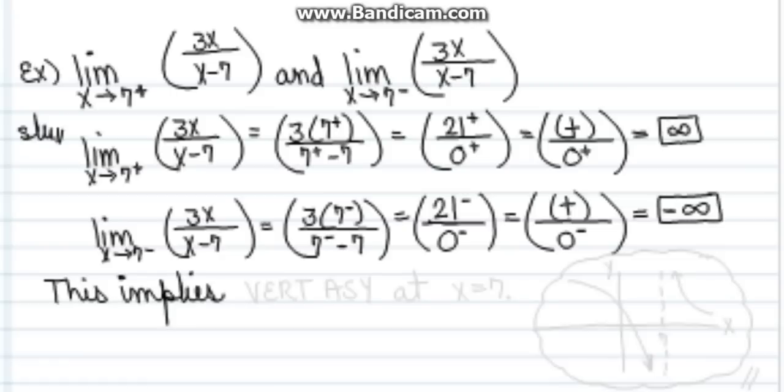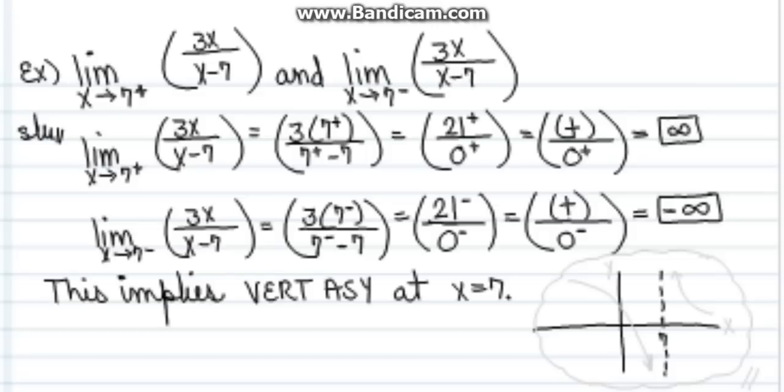This implies that there's a vertical asymptote at x equals 7, and we could even do a sketch of what this thing basically looks like. As we approach 7 from the negative side, the y values are going down, down, down, infinitely small. But as we approach 7 from the positive side, the y values are jumping up to very large numbers. So this asymptote at x equals 7 has the function approaching from the left down and from the right up.